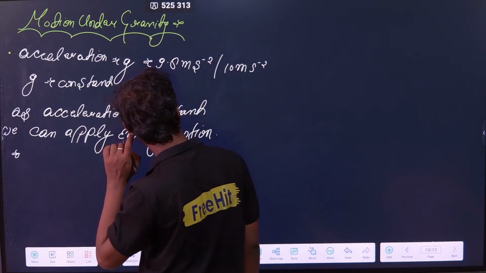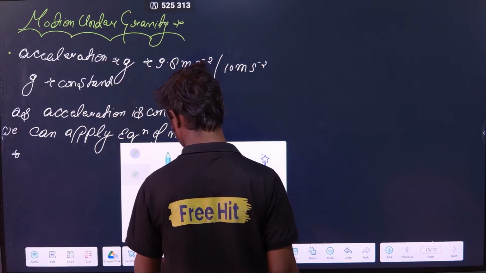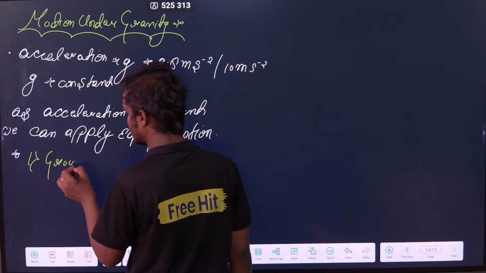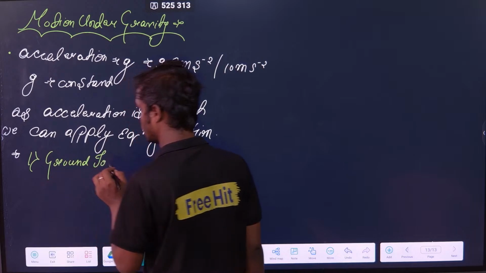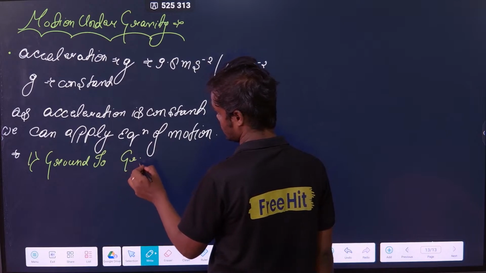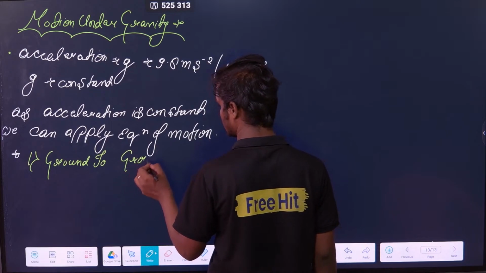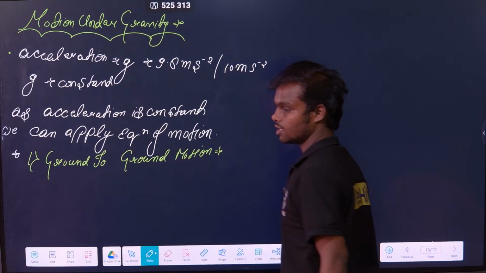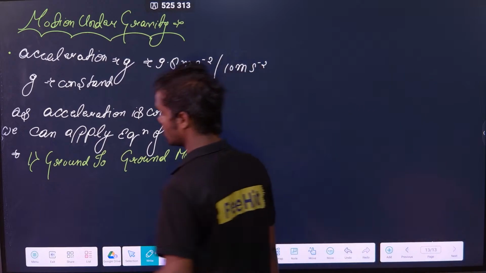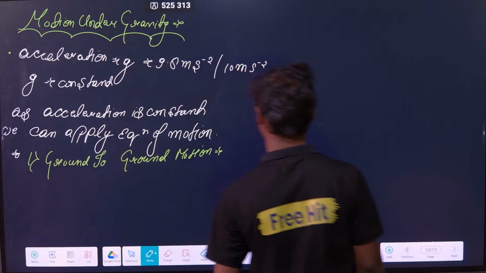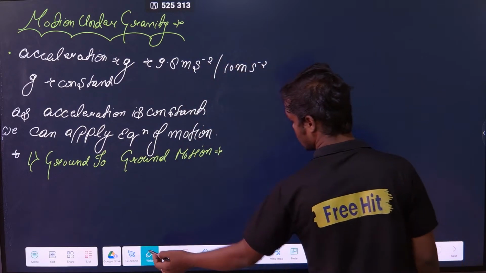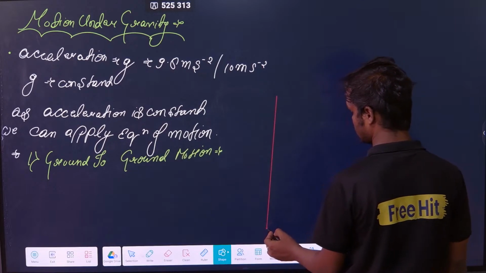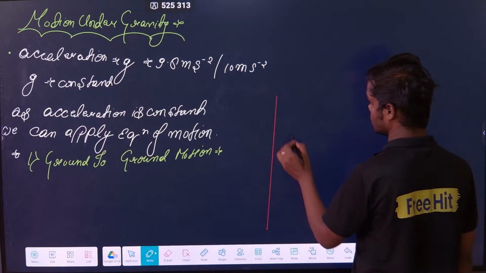See, there are two types of cases. First case, how I can name it, ground to ground motion. We can name it like this, ground to ground motion. Okay, let us talk about ground to ground motion. What I am trying to say, first of all, understand. Suppose let us consider some particle is falling from the top. This is my height h. Suppose this height is h.